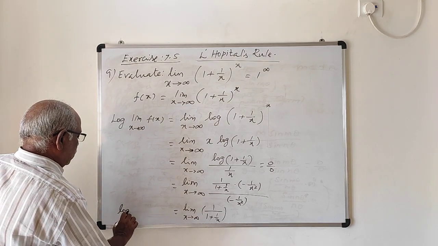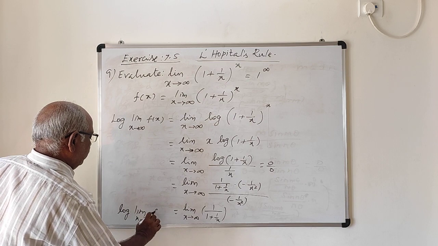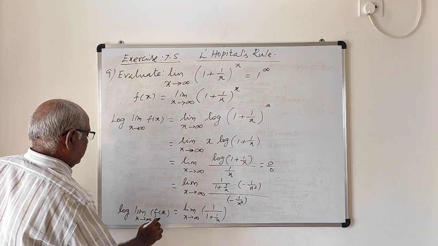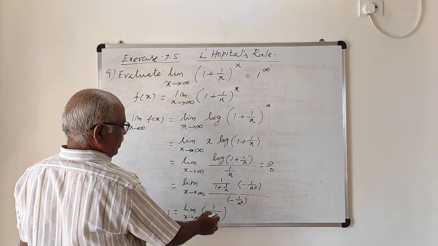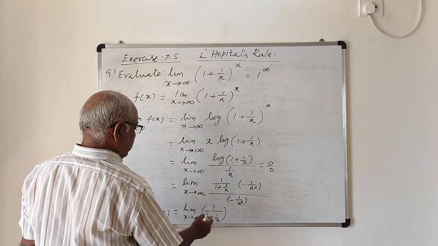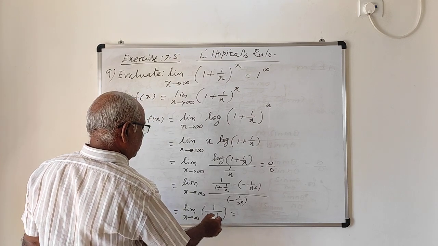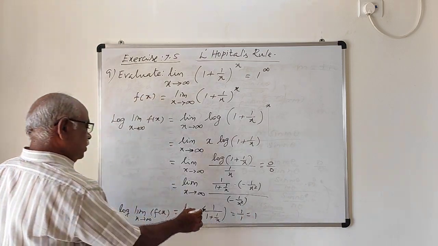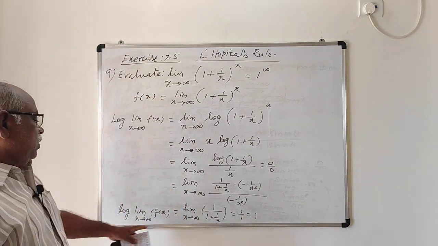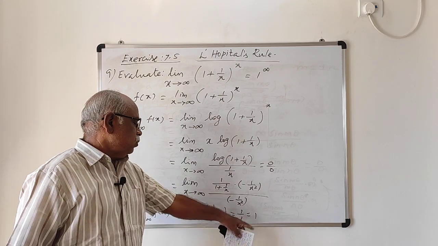So, this is the log of limit x tends to infinity f of x. Applying limit x tends to infinity, 1 by infinity is 0, 1 plus 0 is 1, and 1 by 1 is equal to 1. So the log value is 1.